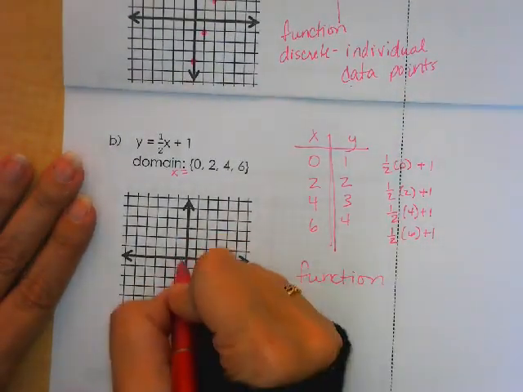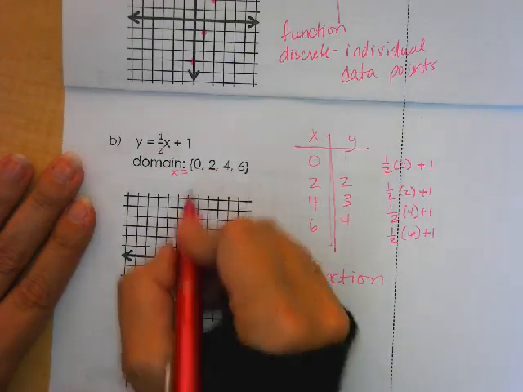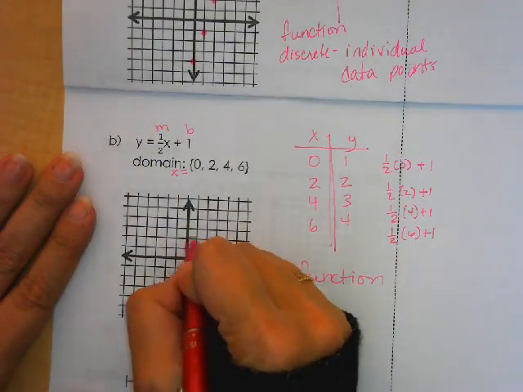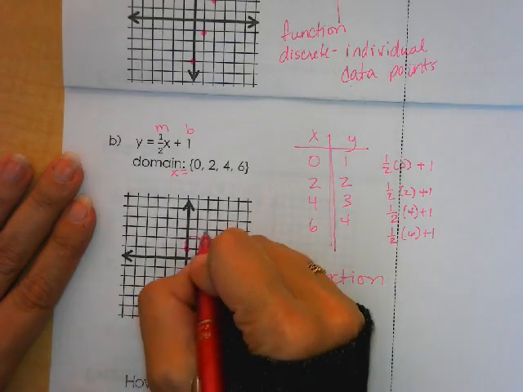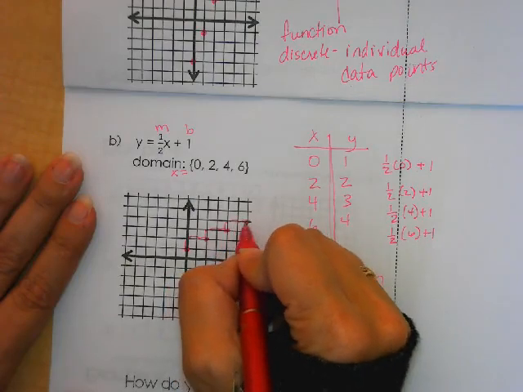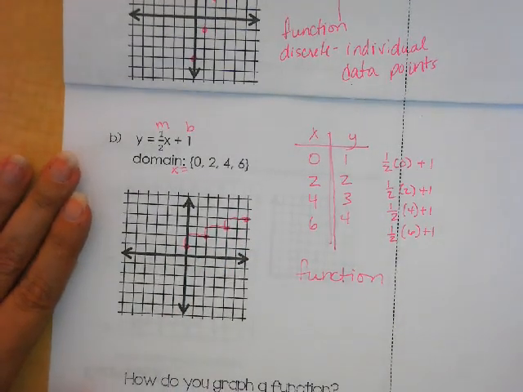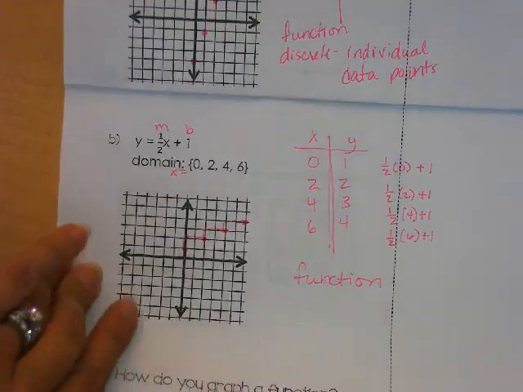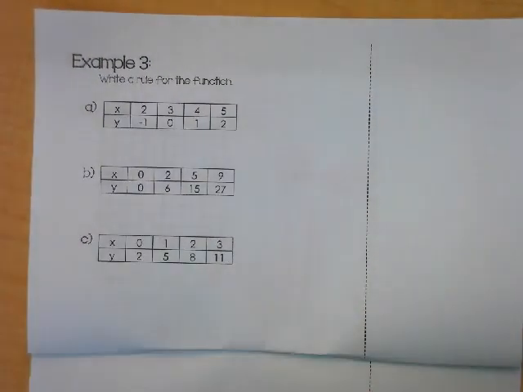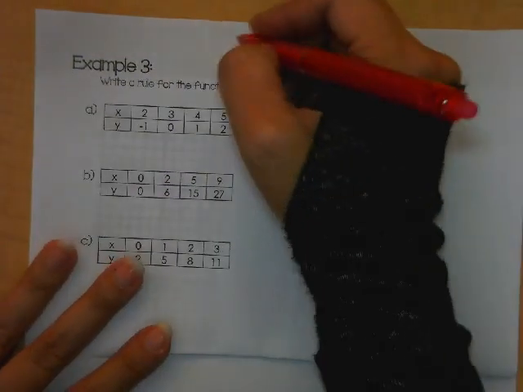You can also simply graph by y equals mx plus b. So I'm at 1, and I'm going to go up 1 over 2. There's my 2, 2. Up 1 over 2. There's my 4, 3. Up 1 over 2. There's my 6, 4. So again, it is a function. How do you write a rule for a function? All right, well, when we're writing those rules, we're just writing them in y equals mx plus b format.